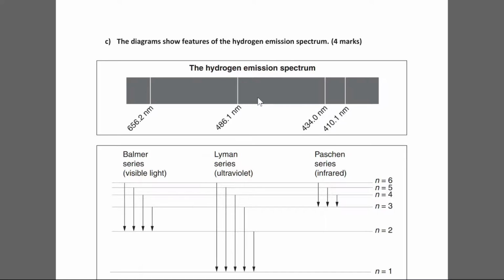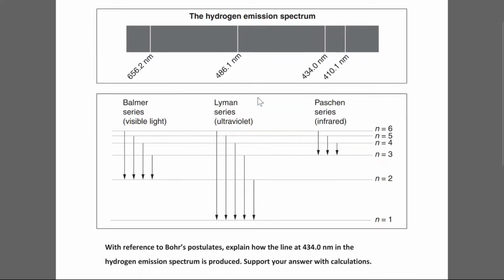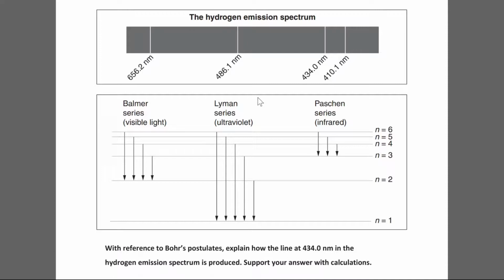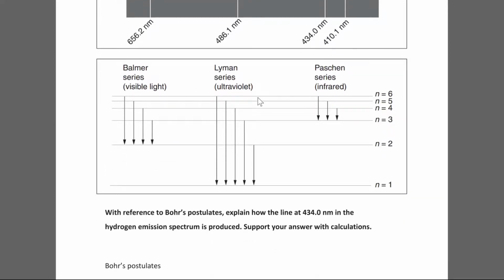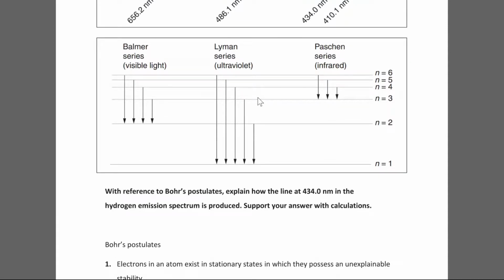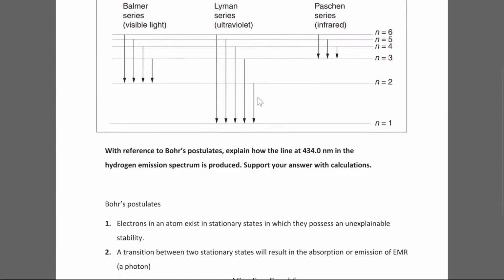Okay, let's get started. So question C says, the diagrams show features of the hydrogen emission spectrum, and it's a 4-mark question. We're first presented with a diagram of the hydrogen emission spectrum in the visible light, 656 nanometers to 410, so that's red light to blue light. And then we're shown the different series of light, the Balmer series, Lyman series, and Paschen series of the hydrogen emission spectrum. So all the different types of light that the hydrogen atom can have, basically. So it can have the visible light, ultraviolet light, and infrared light.